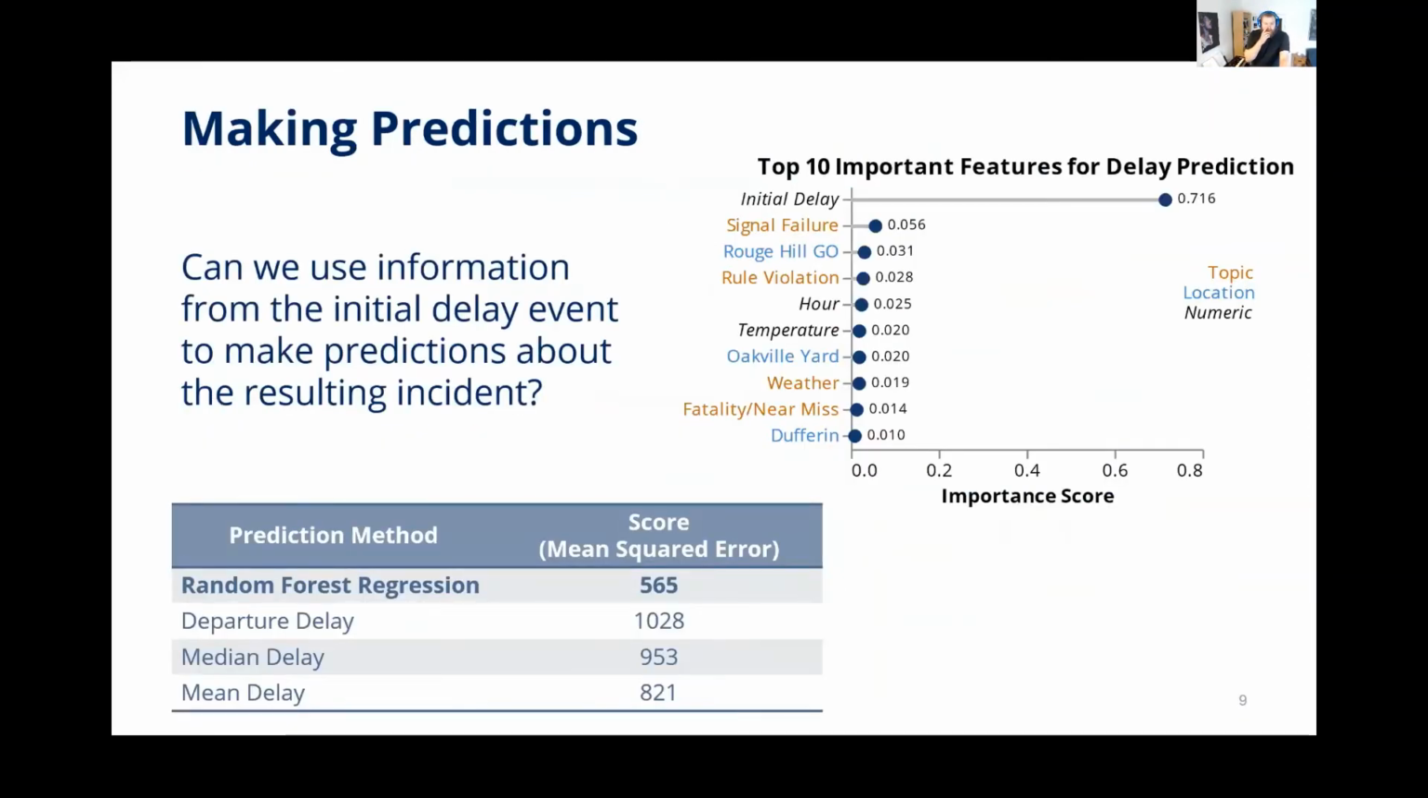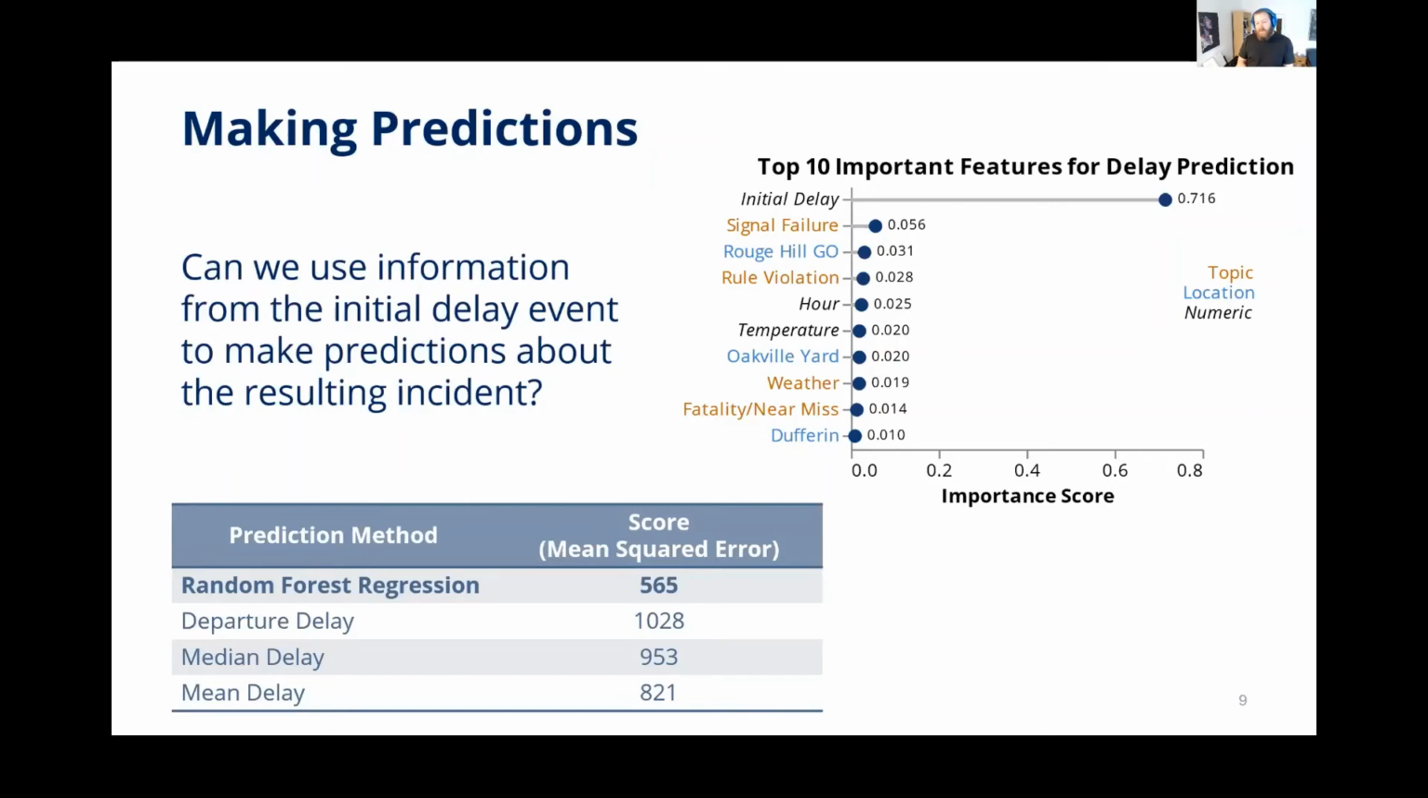And of course, the last thing that I've been working on is making predictions. The big question is, can we use information about an emerging event? So, we get a report of an event happening. Can we make some predictions about how much delay that's going to end up resulting in cumulatively? So broken switch, can we figure out how much a broken switch at Oakville Go is going to result in? At the bottom, we have a little bit of results of some various types of ways of predicting.